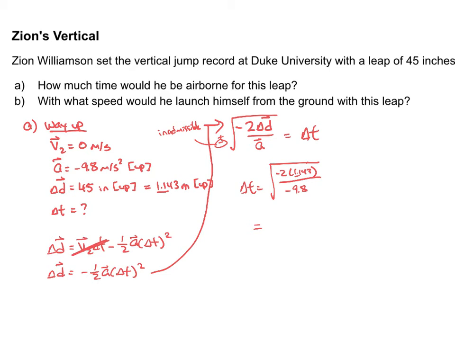Okay, so I think I have it here if I typed it in correctly. 0.154 seconds. So once again, this is just on his way up. That's going to be to 2 sig figs. But the total airborne time, which is what the question asked for, is going to be double this because he's going to spend the same amount of time coming back down.